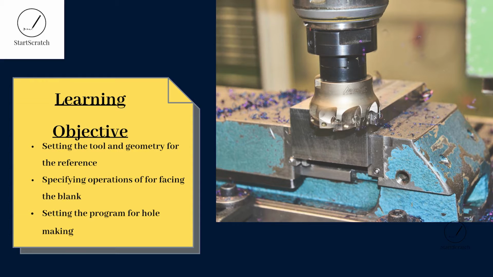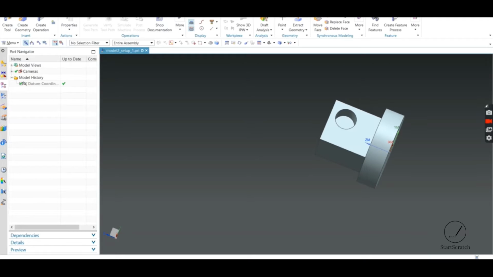This is the third video of the prismatic part machining series, which was a series of 3 videos. We would be continuing making the operations in NX. Two phases were left and one hole making was left in the last video. We would be continuing this in this video. So let's start our NX. So here we had left.